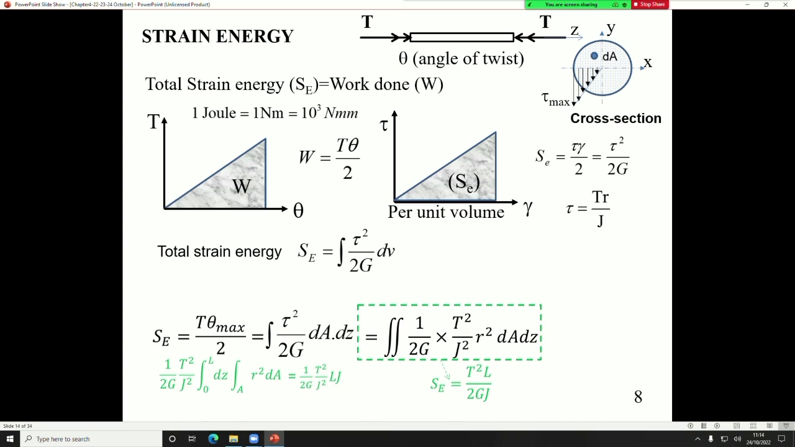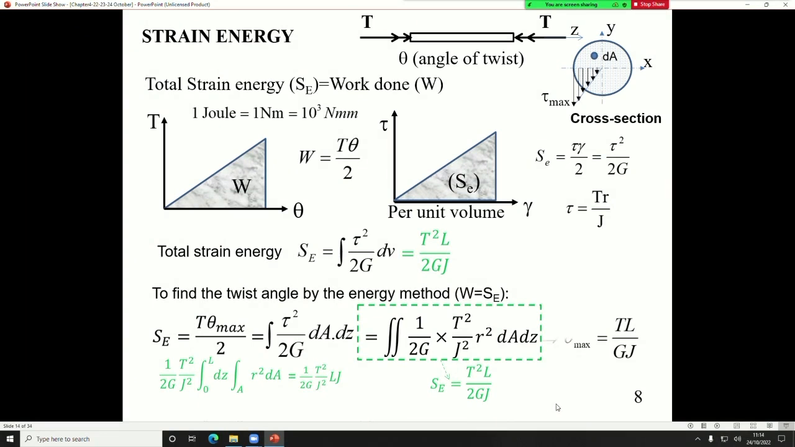Now, if I was asking in an exam, based on the law of conservation of energy, to find the angle of twist, then I equate this term with this term and find the angle of twist. This is what I've done here. I've equated these two and I found the angle of twist. So what you see here is based on the law of conservation of energy. What I showed you earlier on, I believe it's slide 5, is based on equilibrium. I equated the external torque to the internal, or resisting, torque to find the angle of twist.